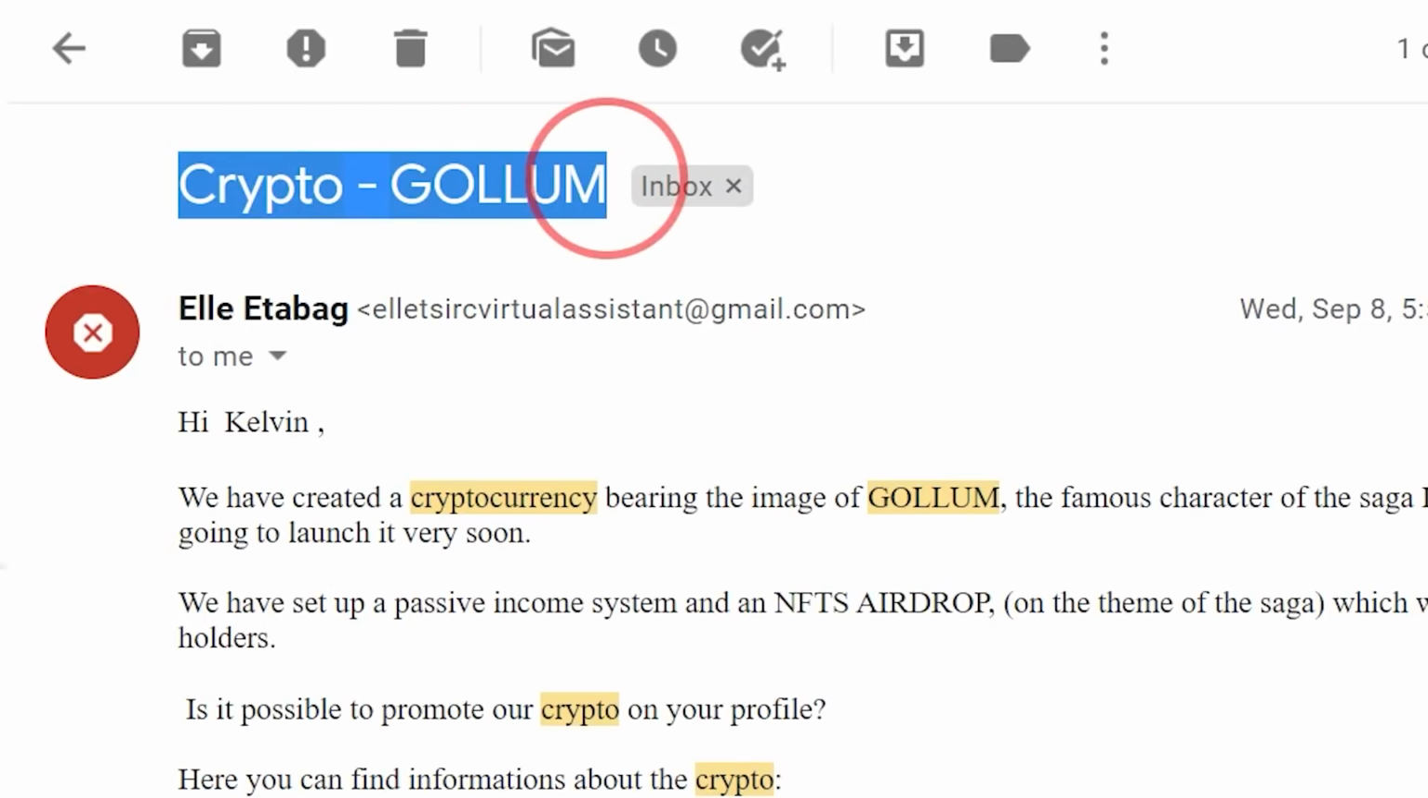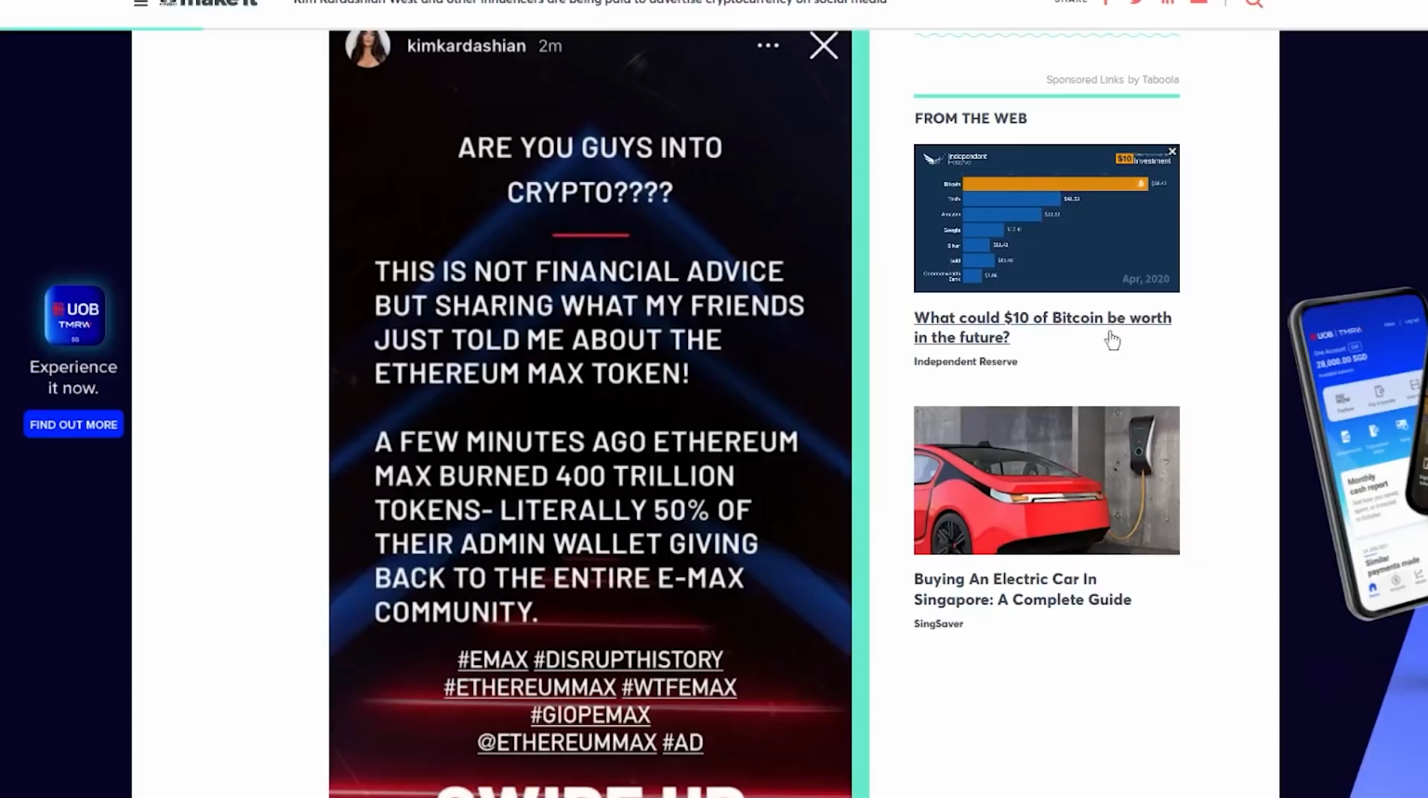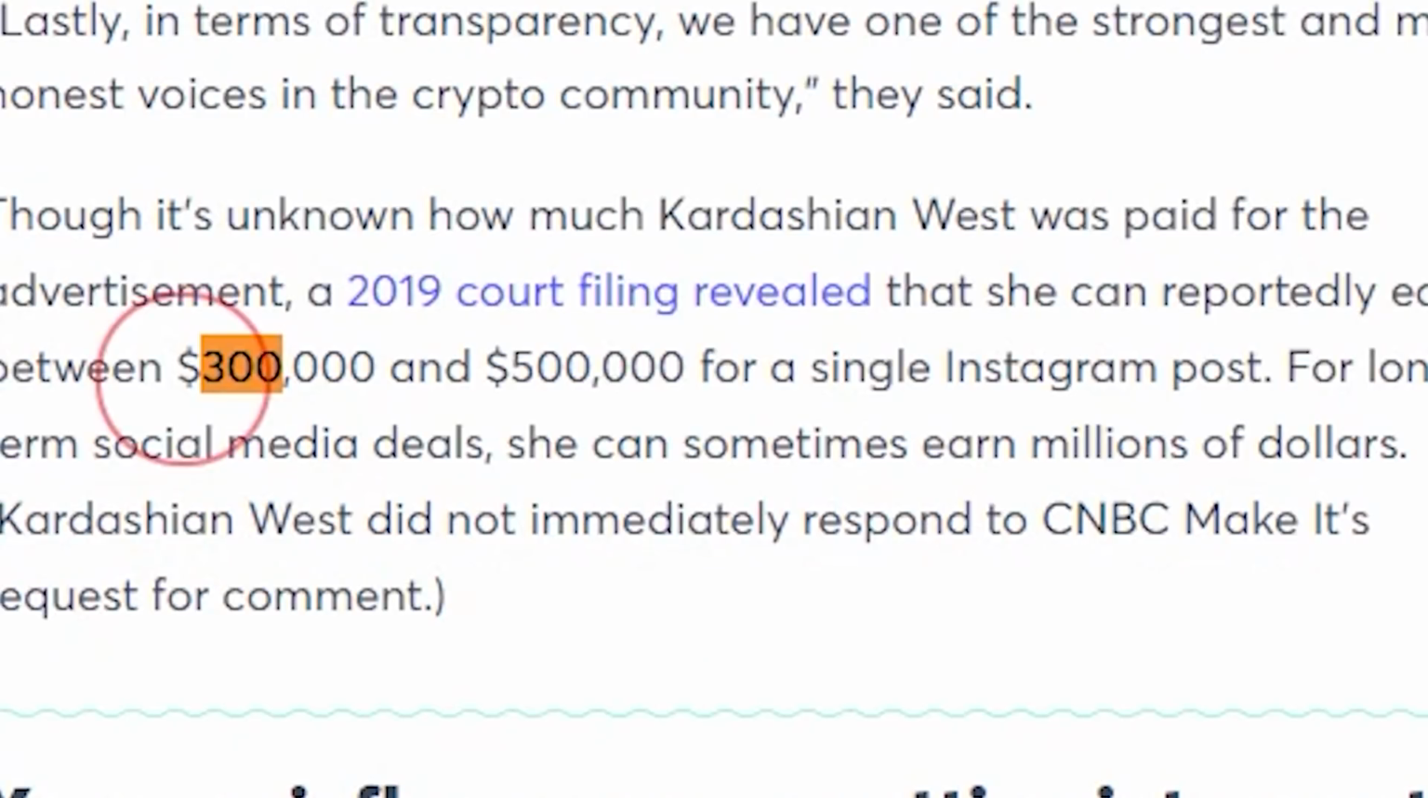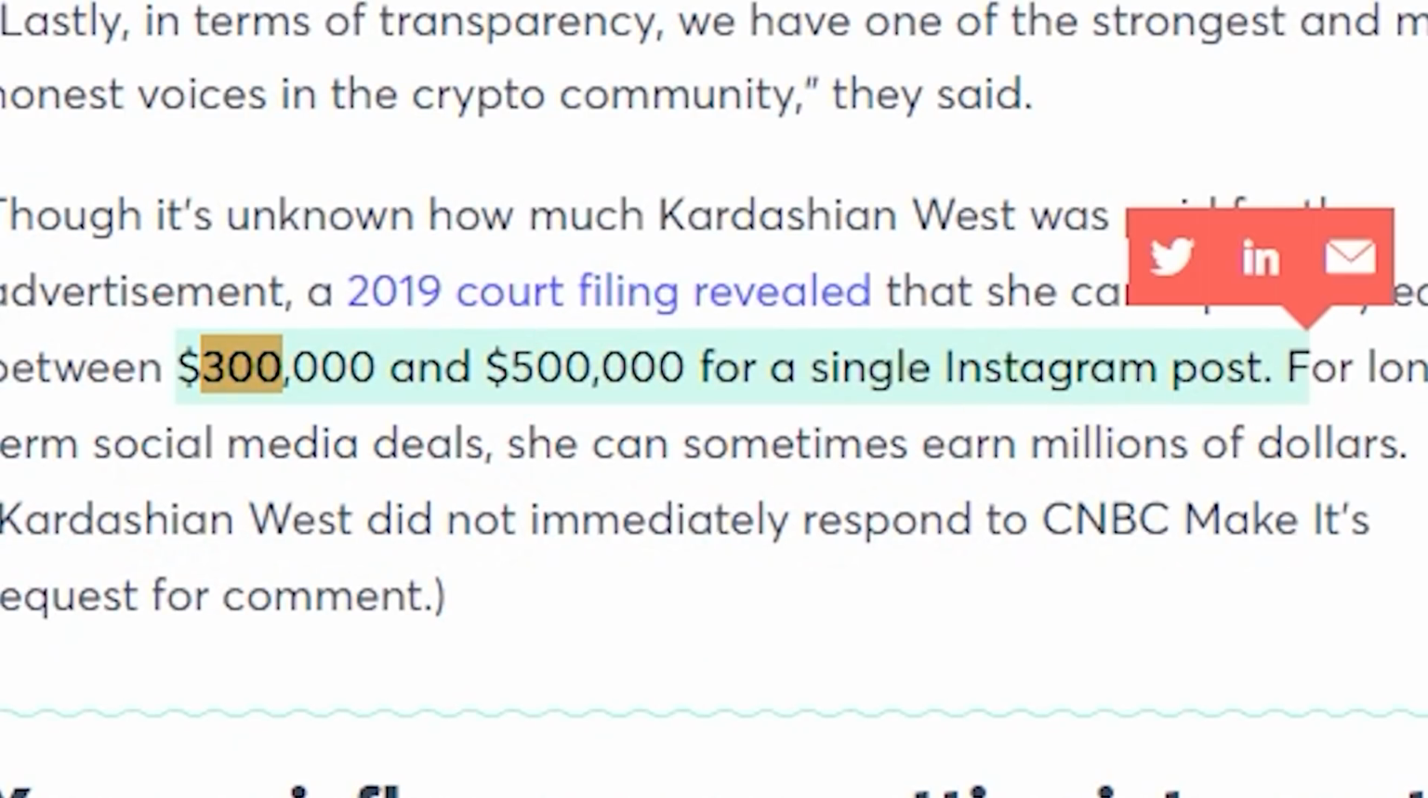Or this crypto golem. And influencers can earn a lot of money just by talking about the crypto. For example, Kim Kardashian, someone who knows nothing about crypto, was talking about Ethereum Max, and it was found out that Kardashian West could easily earn 300k to 500k for an Instagram post. So yeah, don't listen to influencers, don't buy dumb shit, and you'll be alright.